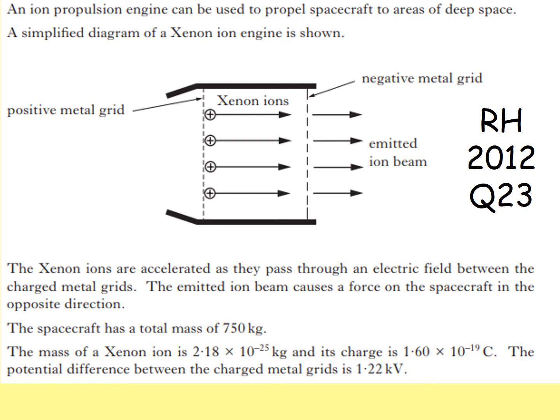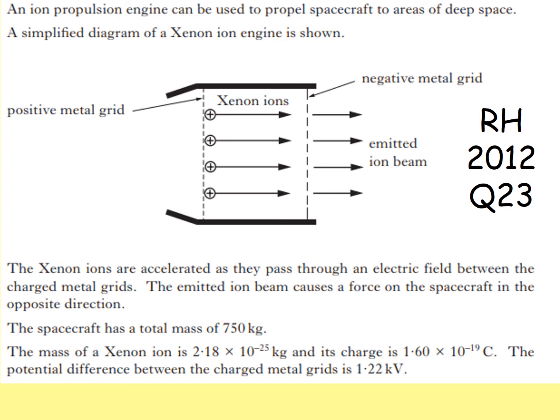We have a positive metal grid and a negative metal grid, therefore we have a field existing between them. We have positive xenon ions, and then those ions are accelerated and emitted as an ion beam. The xenon ions are accelerated as they pass through an electric field between the charged metal grids. The emitted ion beam causes a force on the spacecraft in the opposite direction.